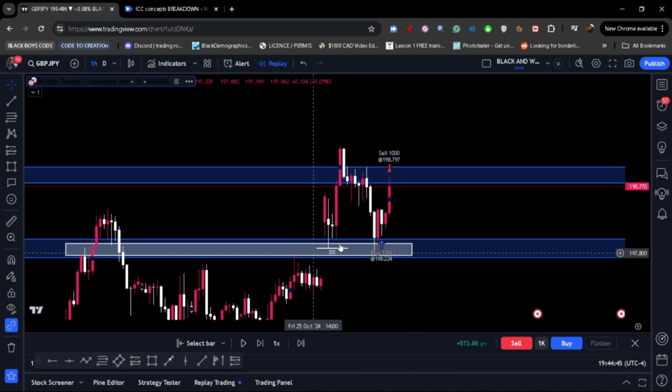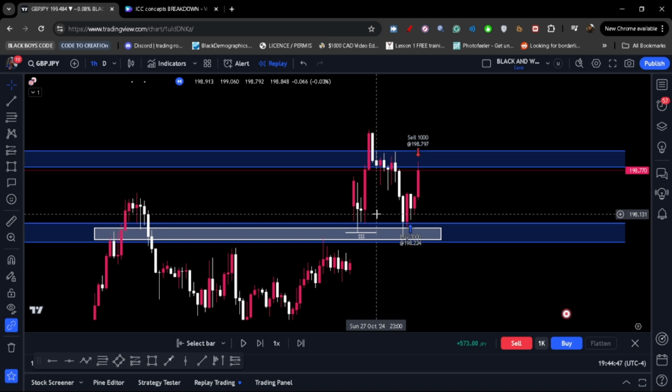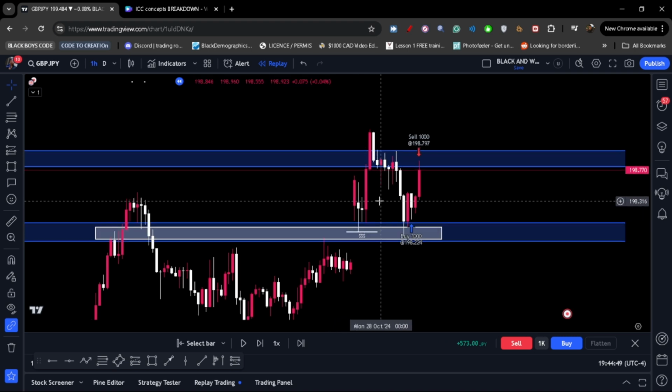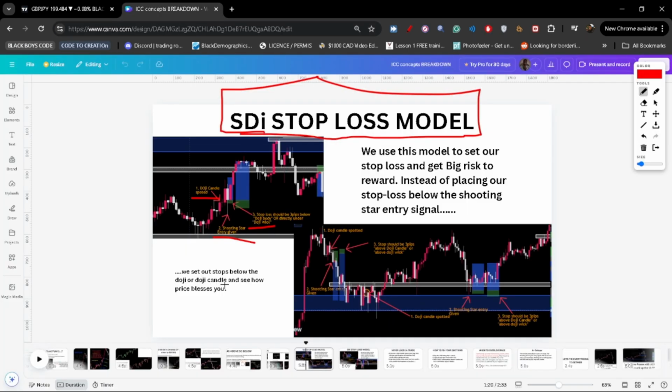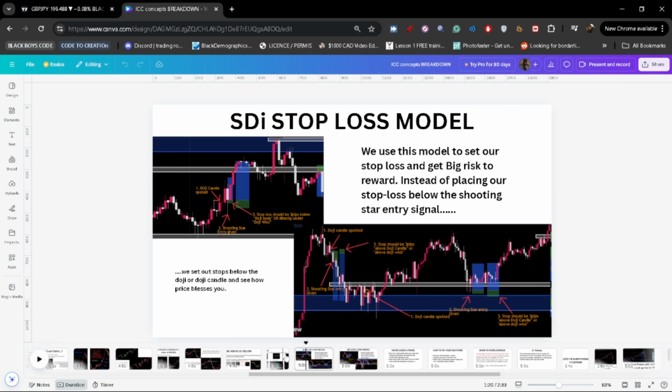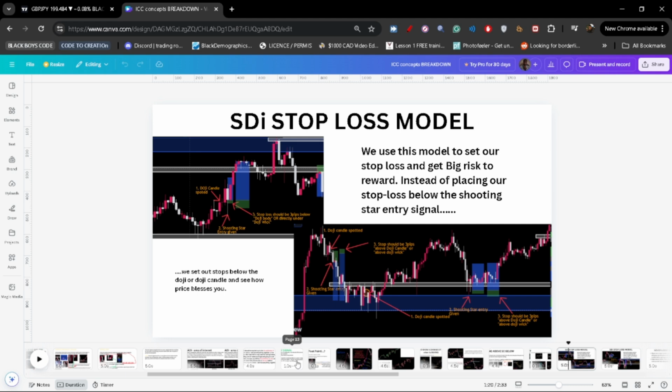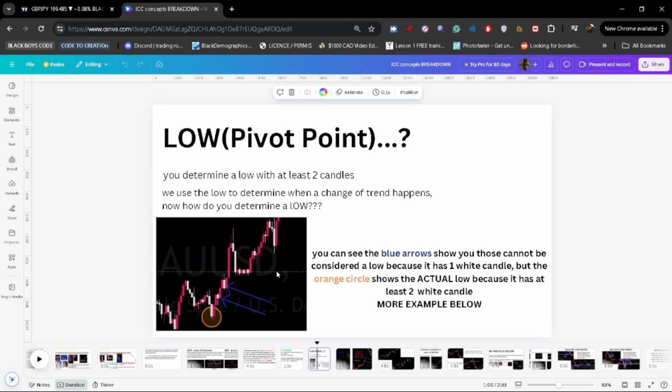Now as you can see, in this specific case here, price was actually still bearish. How is it still bearish? Because in my ebook, I literally tell you guys, whenever you're trying to understand what the trend is, you have to understand what pivot points are. Essentially, guys, pivot points are what you use to determine the trend and the low of the market or the high of the market.